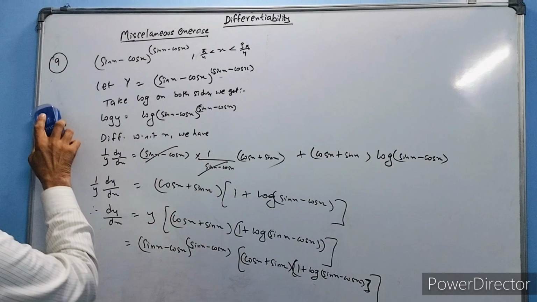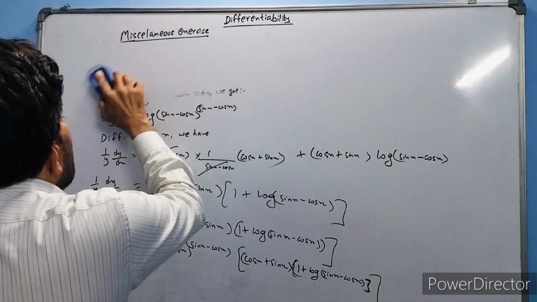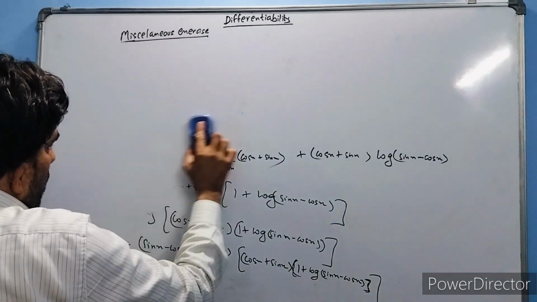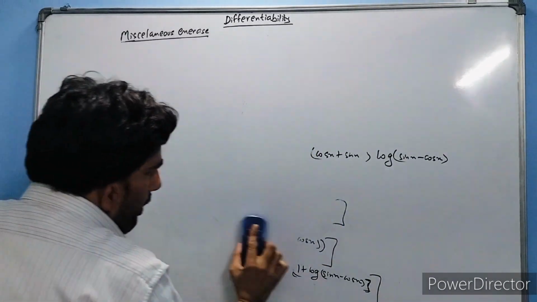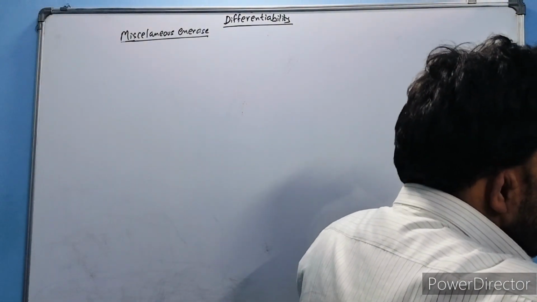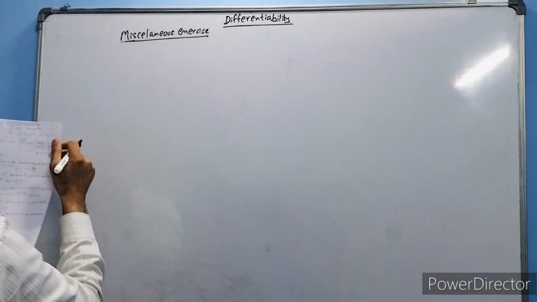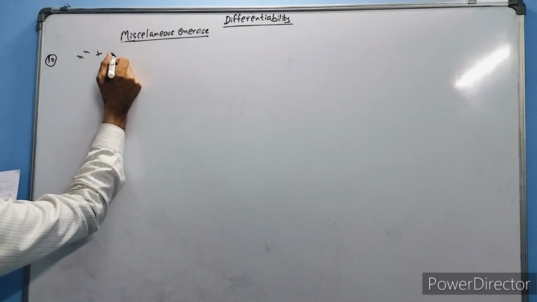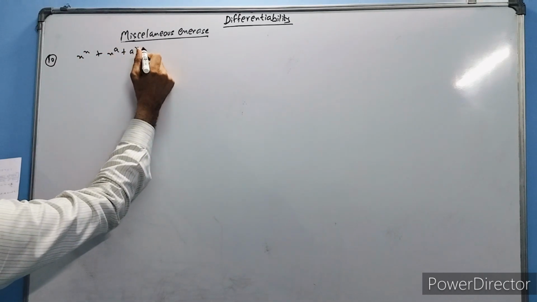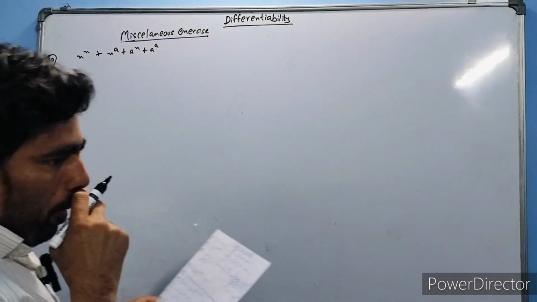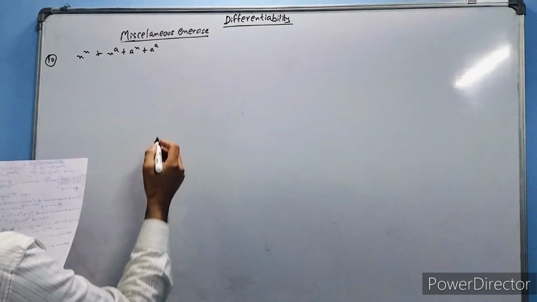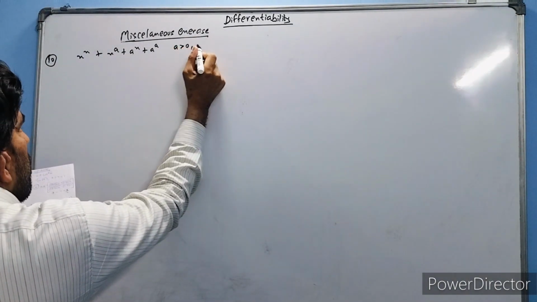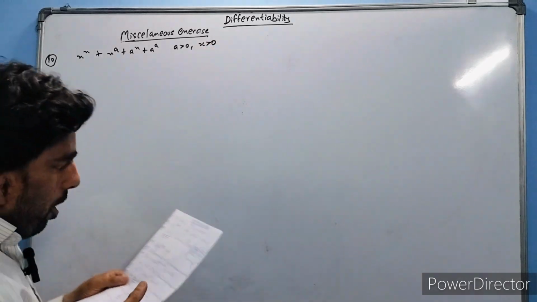Now we'll try to solve more numericals from the miscellaneous exercise. We have just solved 9. Okay, so now let us see. We'll try to solve the 10th question now. So what the 10th question is, let us try to write it: x power x plus x power a plus a power x plus a power a. Okay, and they have given for some fixed a is greater than 0, also x is greater than 0. Okay, so they have given this.